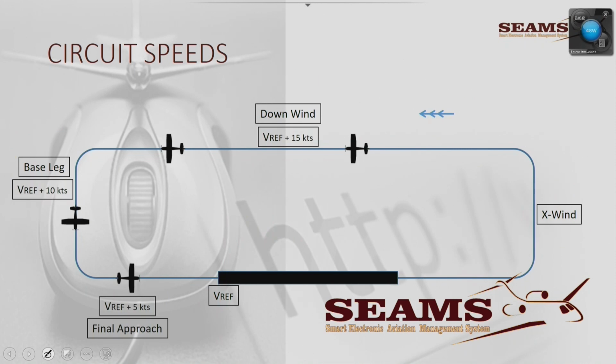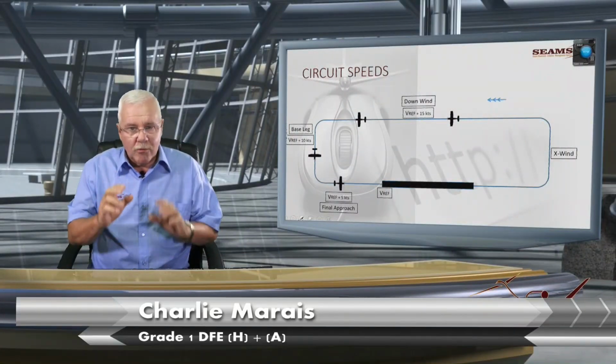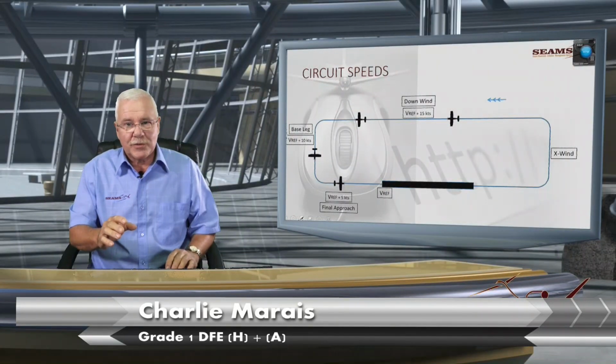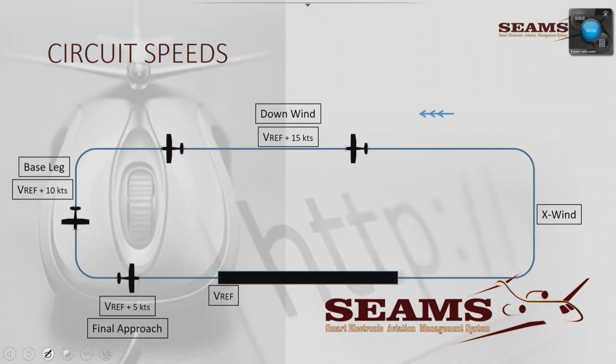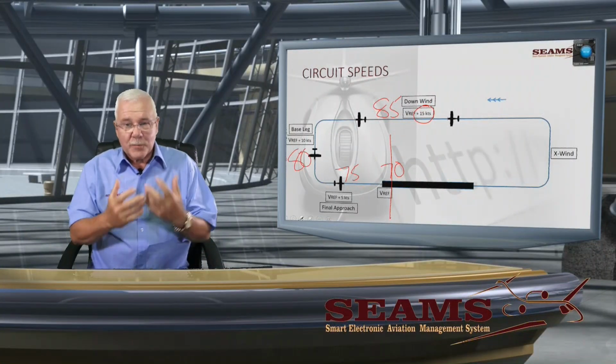Good. Now, it's not a big deal. All you have to do is take your VREF and add 15. So if this is 70, that is going to be 85. Then this is going to be 80. This is going to be 75, and VREF is 70. So that's how you work out what speeds you are going to use.